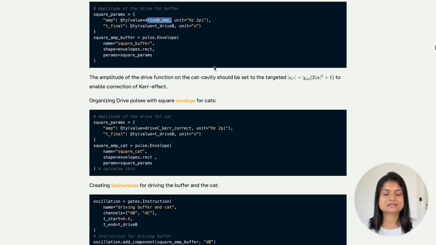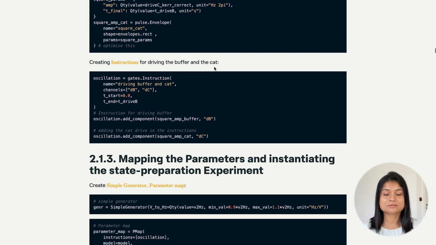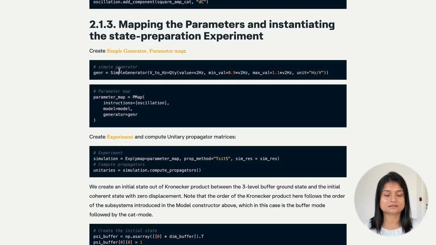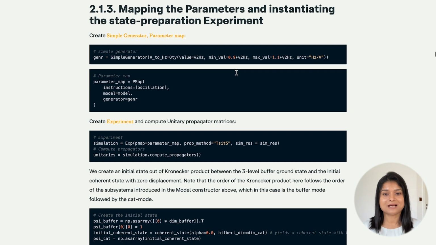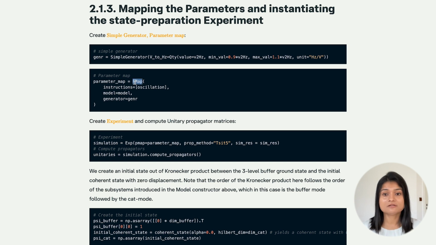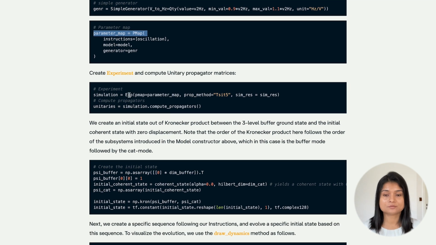We also instantiate a simple generator which allows us to simulate the behavior of an ideal classical control electronic stack by neglecting its classical errors. Then we define a parameter map that maps all the components we have associated with the model, the generator, and the instructions. We then create an experiment object, naming it the simulation, that takes into account the above parameter map, chooses a specific kind of differential equation solver method, and its simulation resolution.